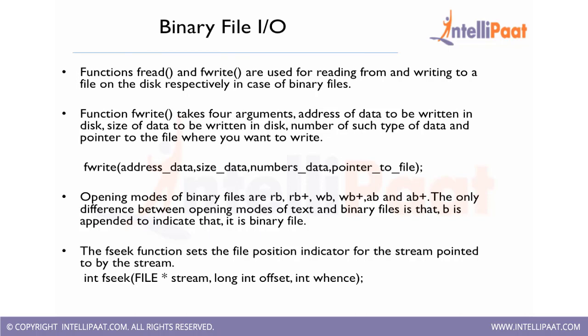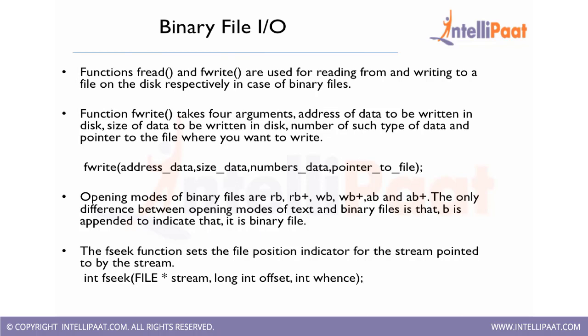Function fwrite takes 4 arguments. First argument is the address of the file address. Second is size of the data. Third is number of data or number of bytes to be read. And fourth is pointer to the file.